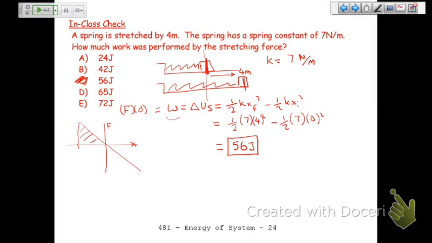Cool. So that's 3 bits. Let's take a brief 5-minute break, and then we'll come back and get started. The next bit's not long at all.